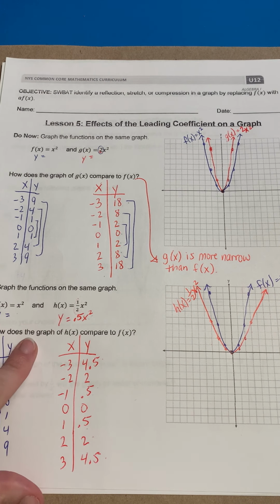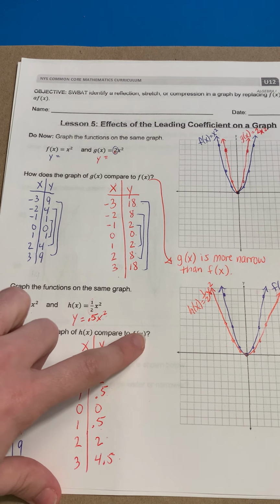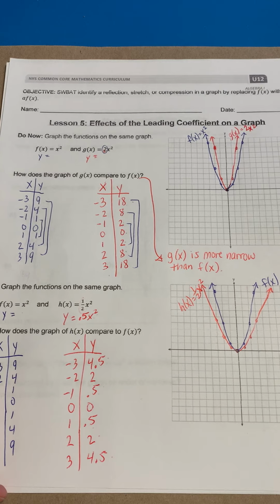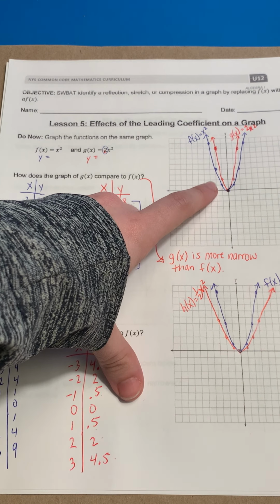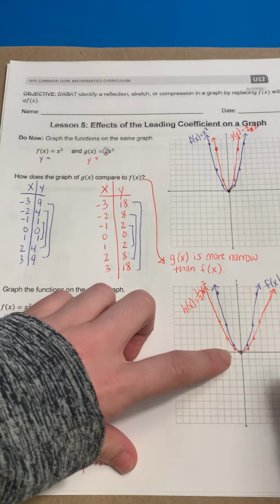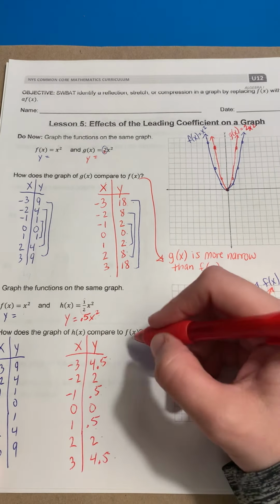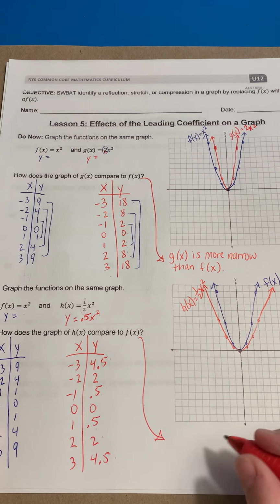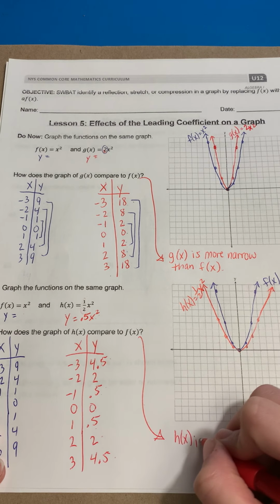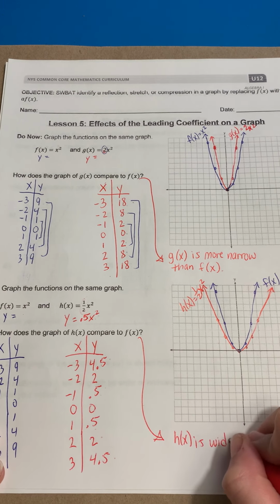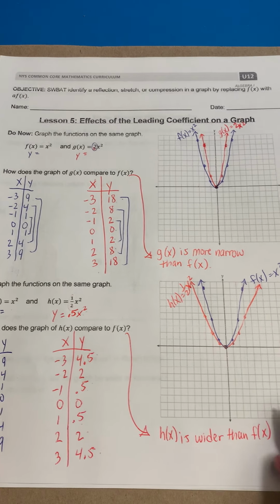All right, we got to answer the question now. How does the graph of h of x, which is our red, compare to f of x, which is our blue? So this one up here, we said it was more narrow, right? Now the red one is wider than the blue one. So what we're going to say is h of x is wider than f of x.